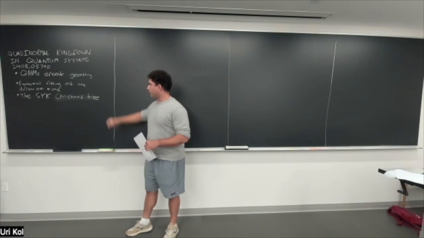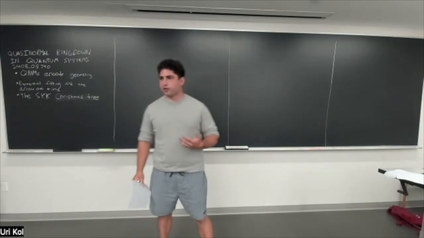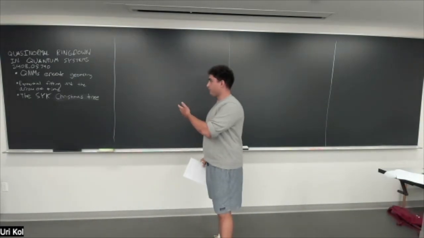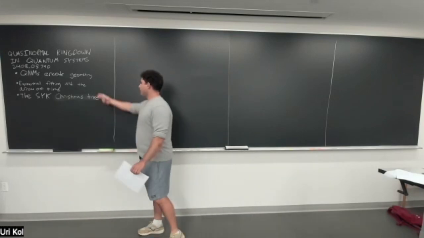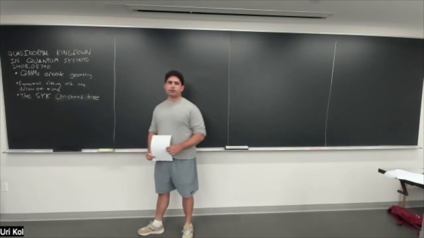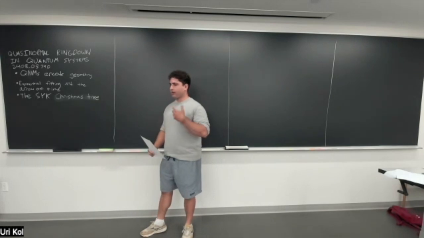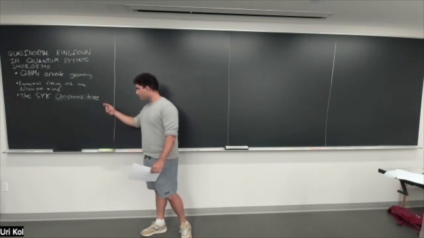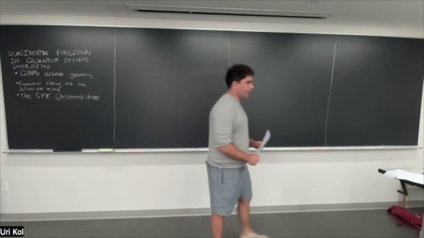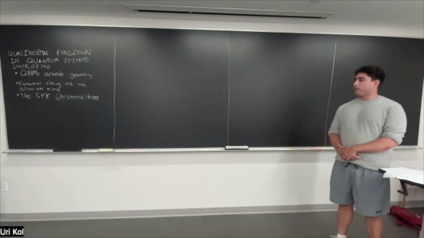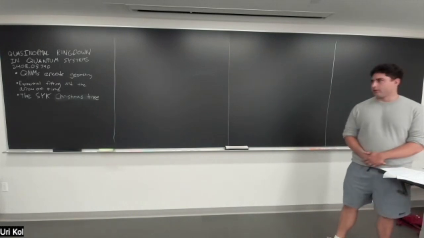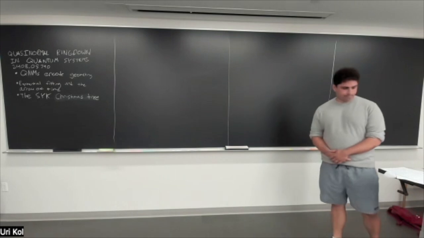And here's a quick outline. So I'll tell you how quasi-normal modes encode the geometry of black holes. So that will be a review. Then I'll tell you how to compute them in quantum systems. And in particular, we want to see how the arrow of time emerges in the quantum system. And finally, I'll give an example that I discussed in this paper, where these quasi-normal modes can be very easily computed in the SYK model.